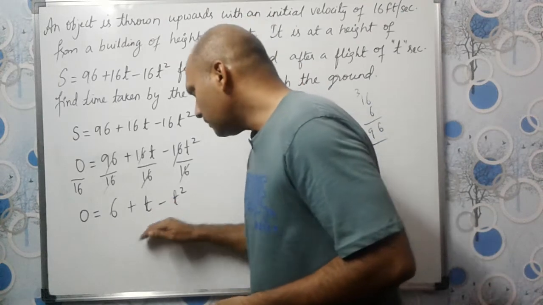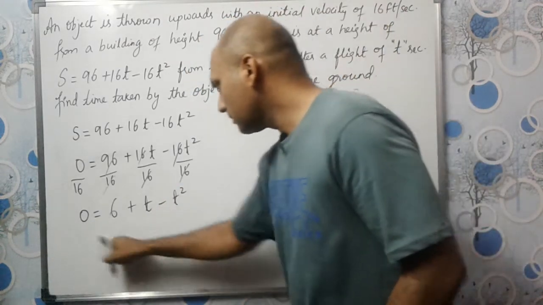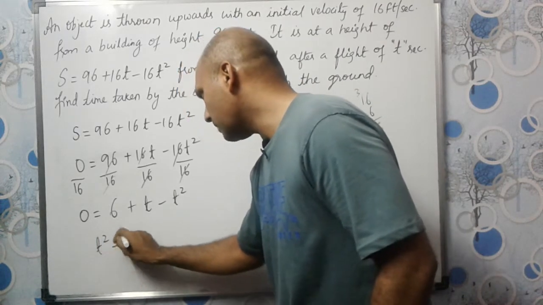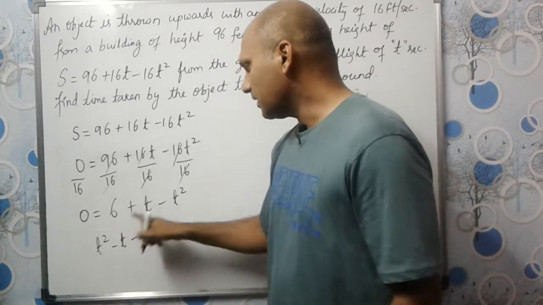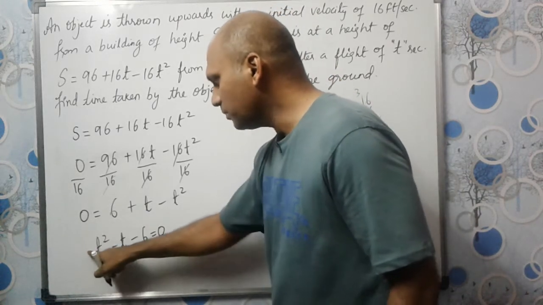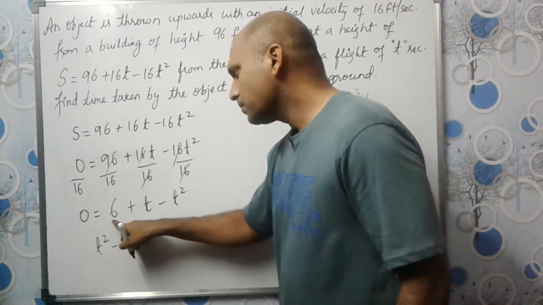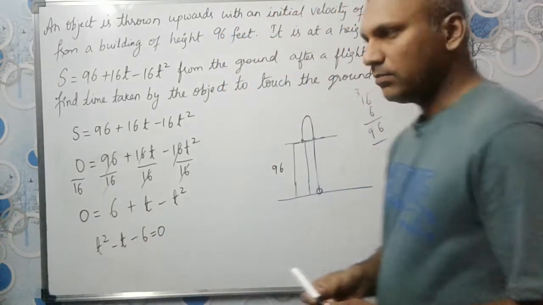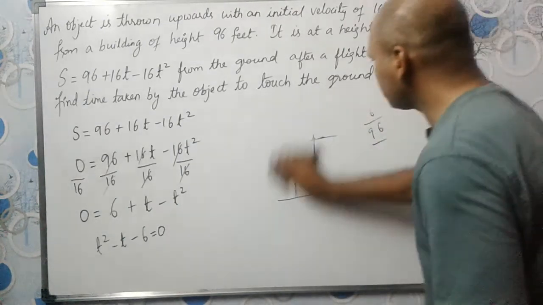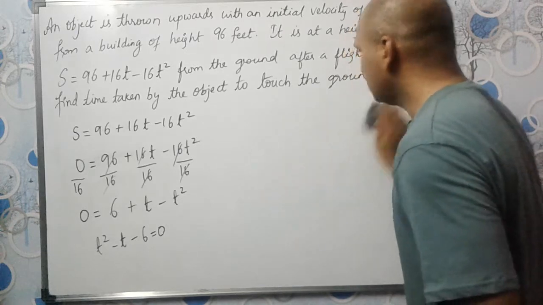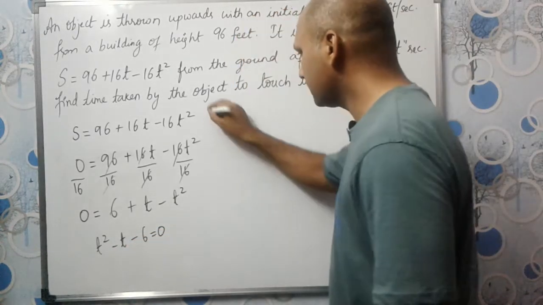Okay, so if you send all the terms this side, or if you take minus 1 common, it will give us t square minus t minus 6 is equal to 0. This is the equation. See, we sent t square on the other side, became plus t on the other side became minus, and plus 6 on the other side became minus. Alright, let me rub this diagram. Alright, now we need to find the value of t from here.